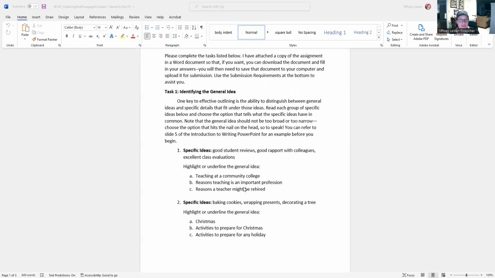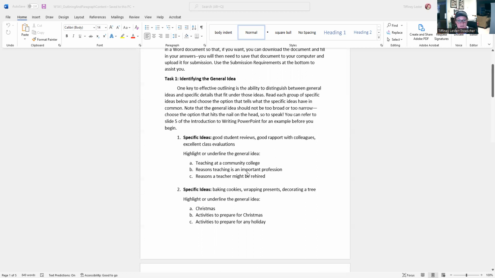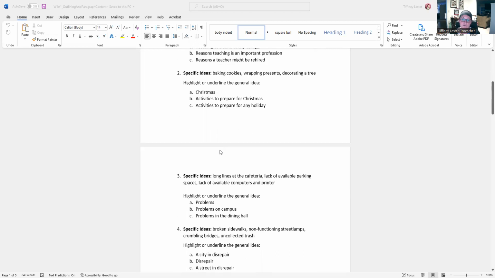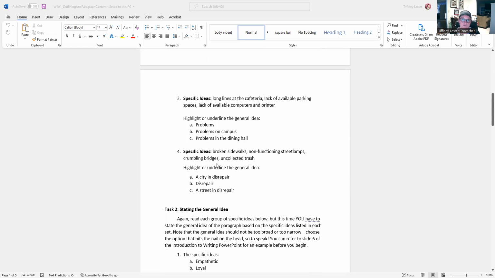This is sort of what we did in the introduction to writing PowerPoint back on slide 5. We went through some exercises just like this. So you're going to do the same thing here. Look at those specific ideas. What do they all have in common? And then highlight or underline which one of these you think is the general idea. Right? So you've got 1, 2, 3, 4 of those.